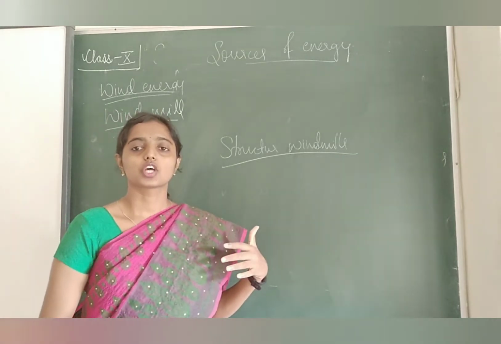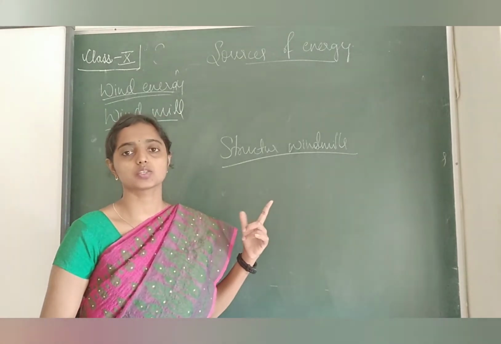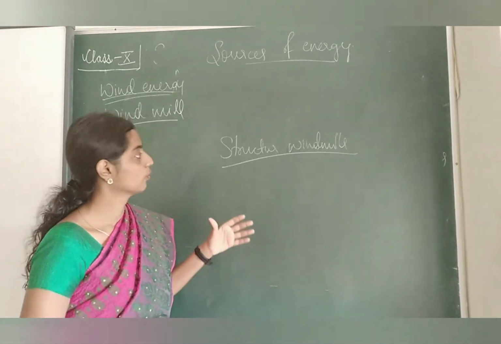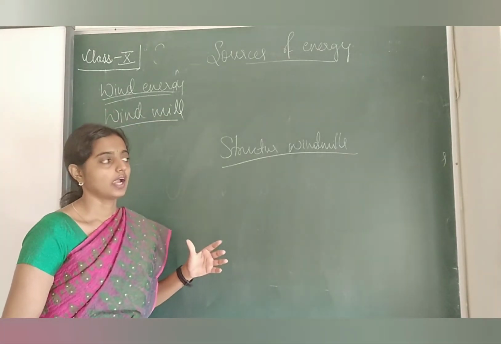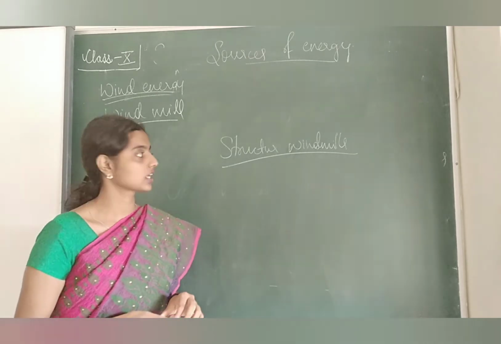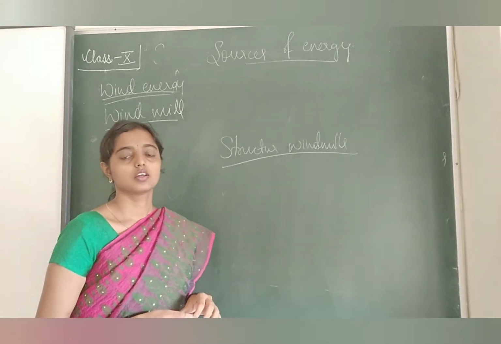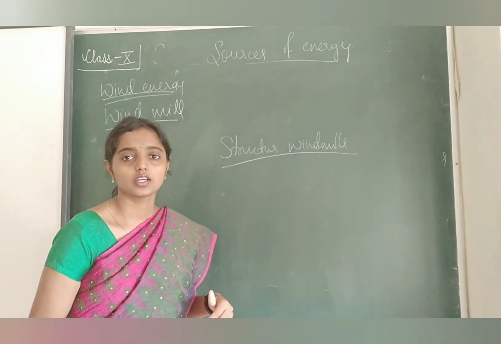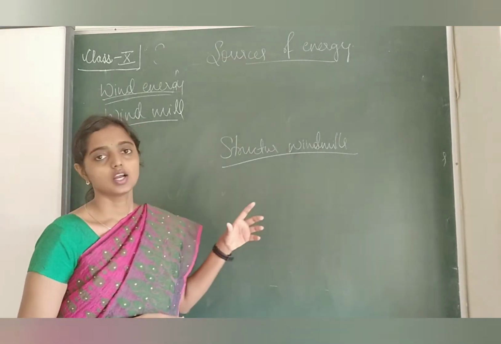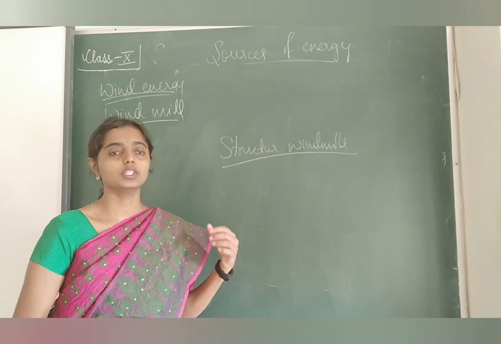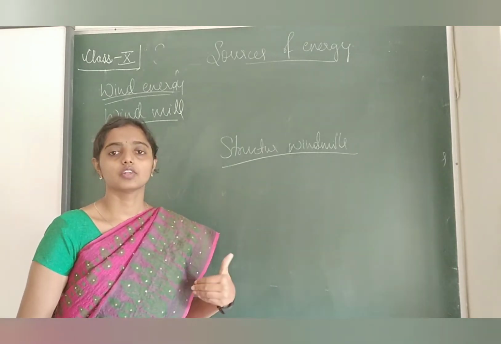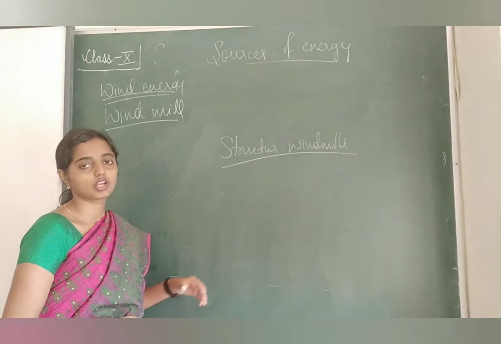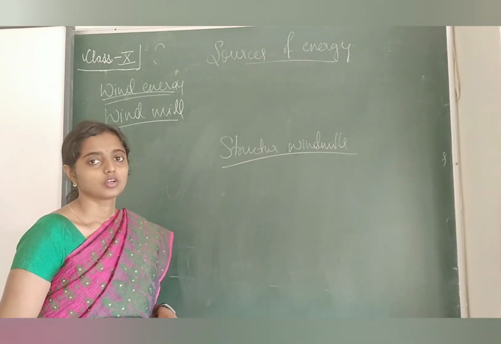structure which are placed in a higher place with some rigid support. Right, so this is what a windmill looks like. And observe, these windmills contain huge blades. So these blades are connected to the turbine, which will rotate when they are hit by the high speed of wind, and they will generate electricity. So this is about the structure of windmill. So you can write only 2 points under this.